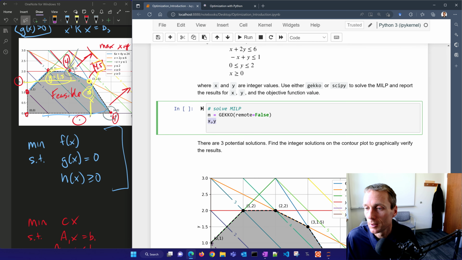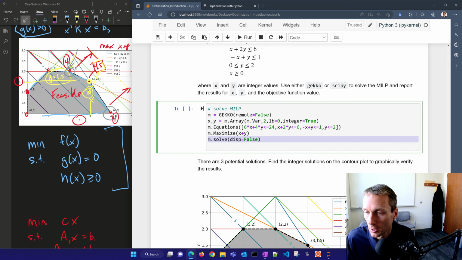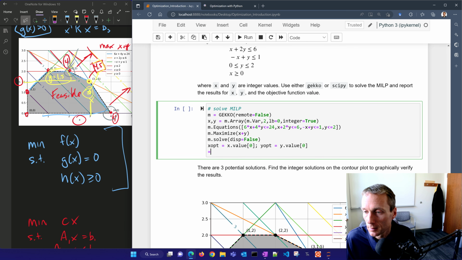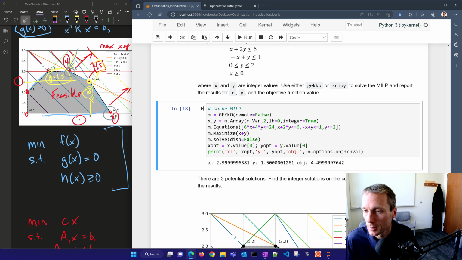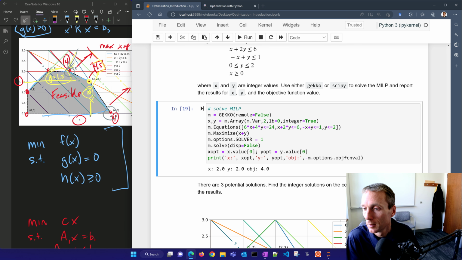All right, let's go ahead and solve this with Gekko. We'll just put in all of our constraints as before and maximize, and we'll get our optimal values. So when we solve this, you'll see that it is solving at a continuous value. So we'll have to add in the m options and then solver and switch that over to solver 1. And then you can see it comes up with one of the integer solutions there.